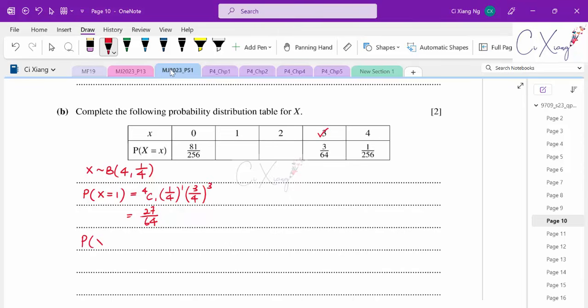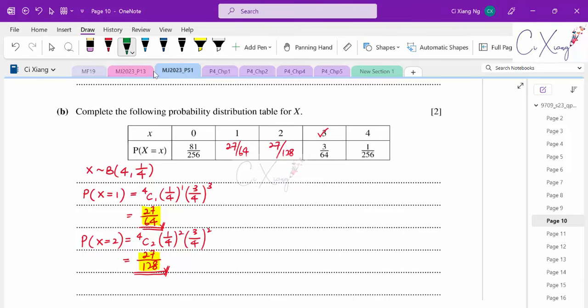Then if I want the probability for x equals 2, I will use 4C2. Again, I'm using the formula for binomial distribution. Then 3 over 4 power 2. Press the calculator, and you'll get the answer, which is 27 over 128. So this is by using the method of binomial distribution, if you successfully identify that it is a binomial distribution question. So you can fill in the values here, which are 27 over 64 and also 27 over 128.